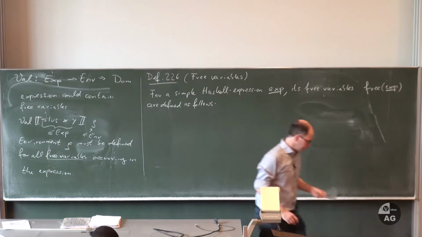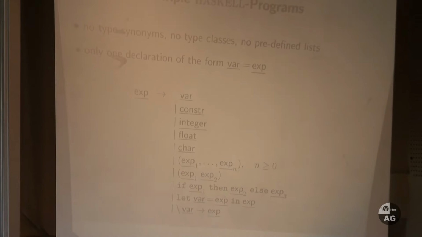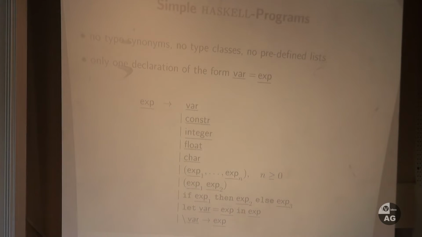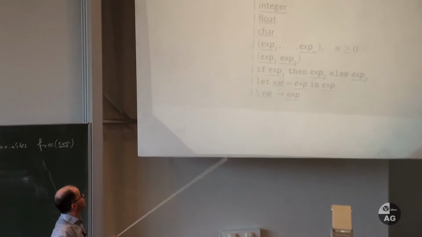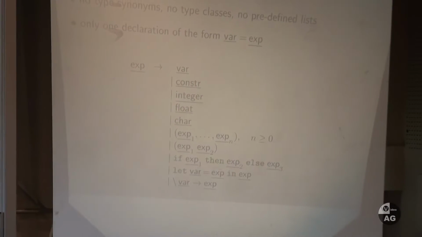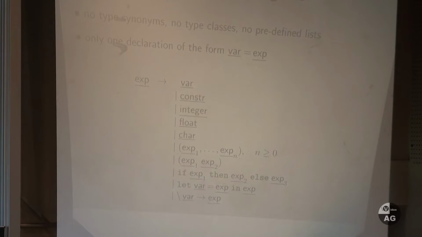What is simple Haskell? We defined that in the last lecture. Well, it's just a subset of Haskell where we omit some complicated things, and in particular, we omit everything connected to pattern matching. So what is a simple Haskell program? It's a program without type synonyms, so you don't have the keyword type. I mean, that's just an abbreviation, like string is an abbreviation for a list of characters. There are no type classes and no predefined lists. So if you want to use lists, you have to define them yourself.